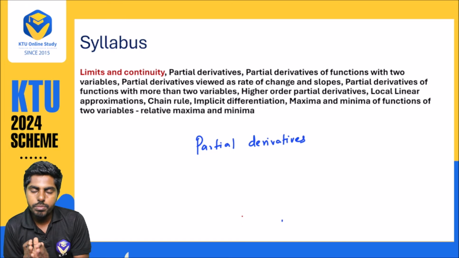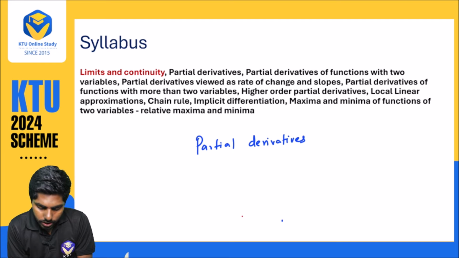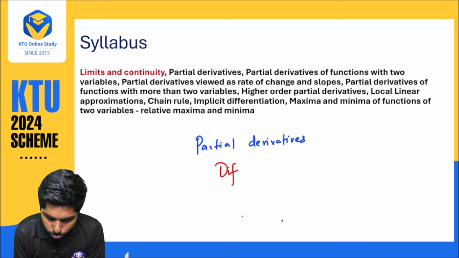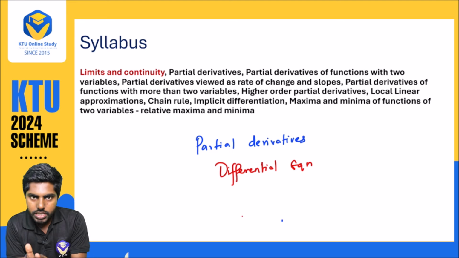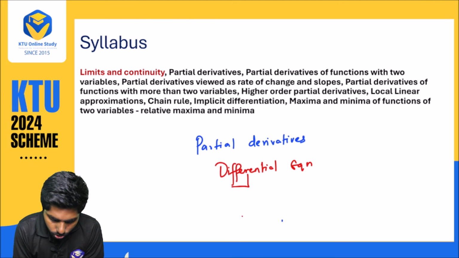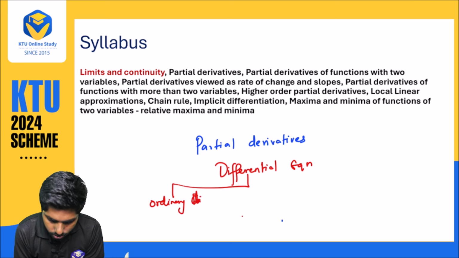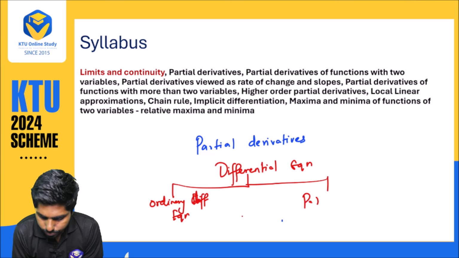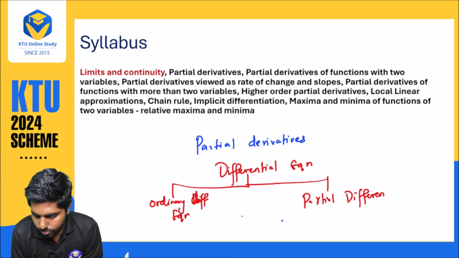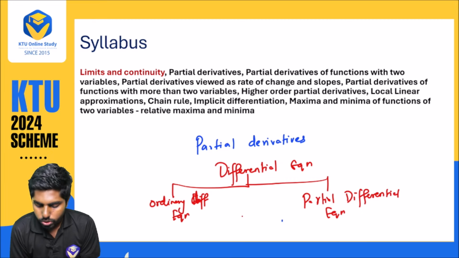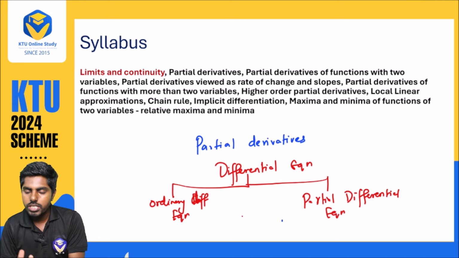See, partial derivative means what? We have learned this also in our school life. There is a differentiation equation. We know about differentiation equation. Differentiation equation will be divided into two types. One is ordinary differential equation, and another one is partial differential equation. So these are both the types: ordinary differential equation and partial differential equation.